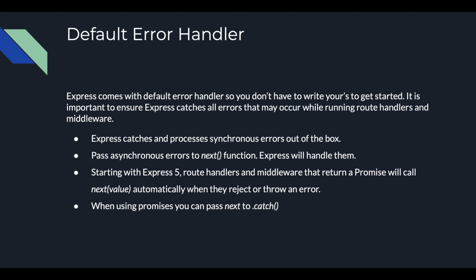Express catches and processes synchronous errors out of the box. If you pass asynchronous errors to the next function, Express will handle them. Starting with Express 5, which is currently in a beta version, route handlers and middleware that return a promise will call next with a value automatically when they reject or throw an error. When using promises, you can pass next to .catch.